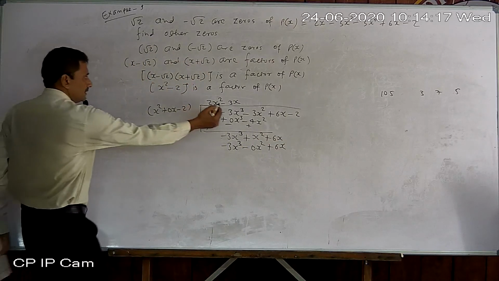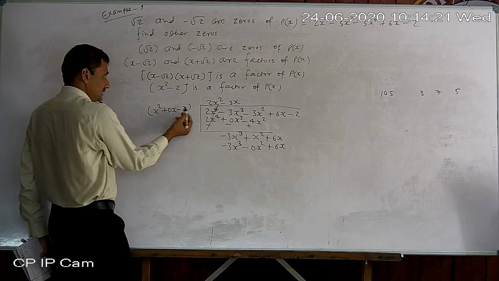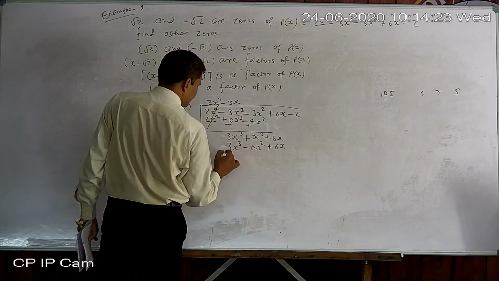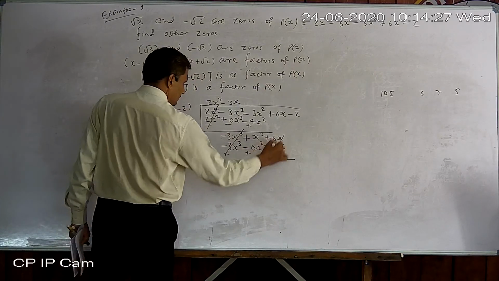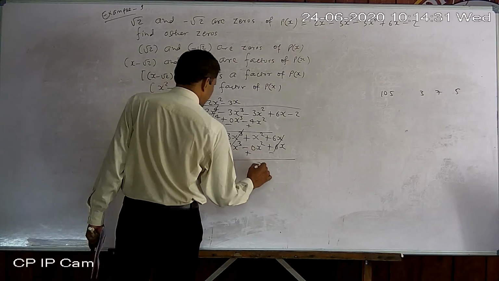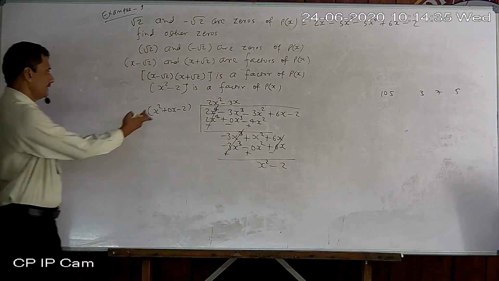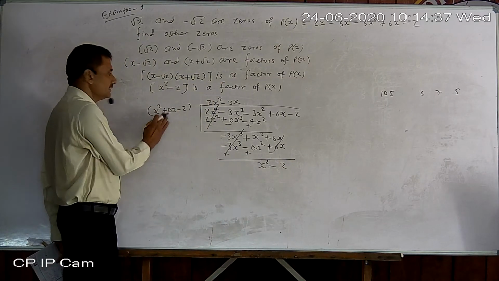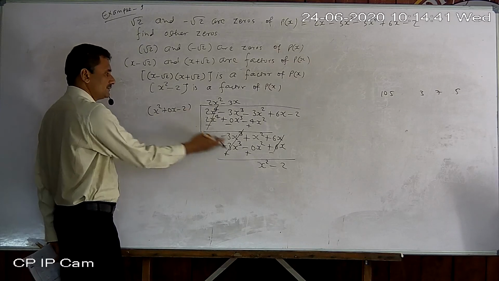Okay, minus 3x into minus. So minus minus plus, and 3 times 2 is 6x, plus plus minus. This one, this also. Okay, so whatever is left, x square minus 2. Now that is x square minus 2 only. If you do not consider this one, then x square minus 2 is 2 terms only.